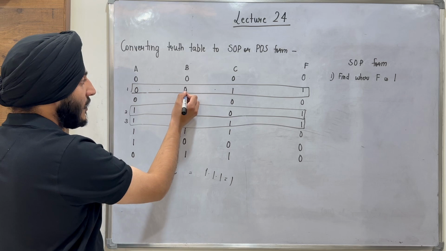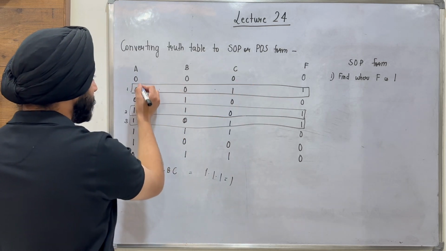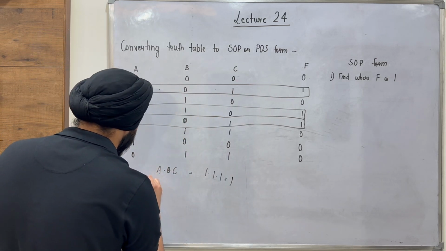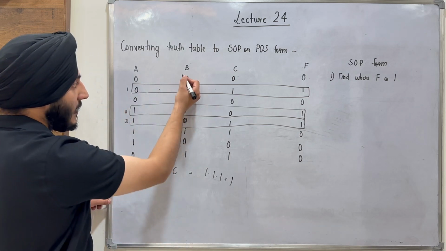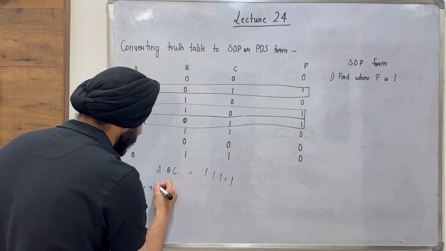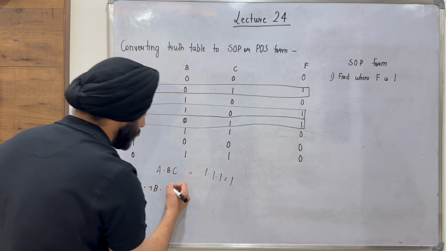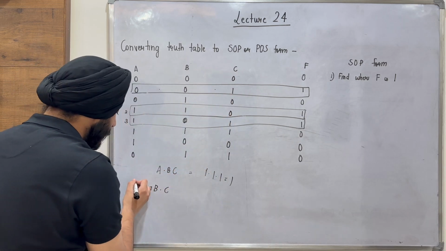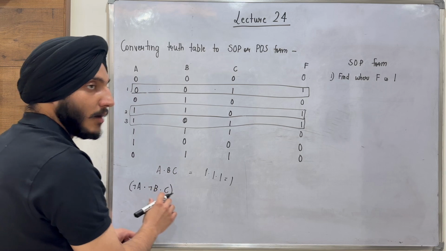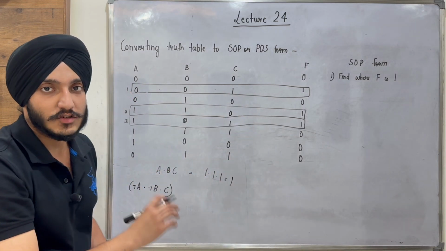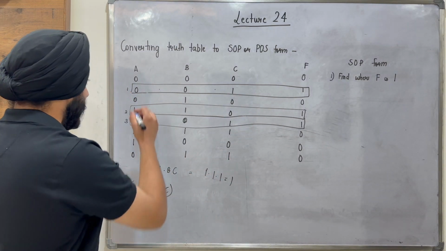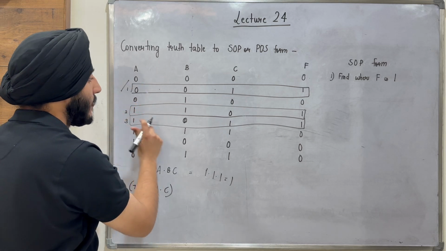I see this term 0, 0, 1, right? What I do is since a is 0, I take the negation of a, dot product with b is 0, I take the negation of b, c is already 1, so I don't have to convert it. And this will be one of my terms for my final SOP form, right? So this one is done. Let's take a look at the second one now.